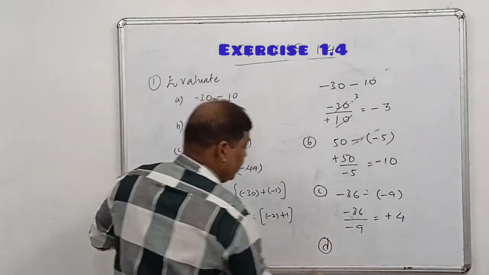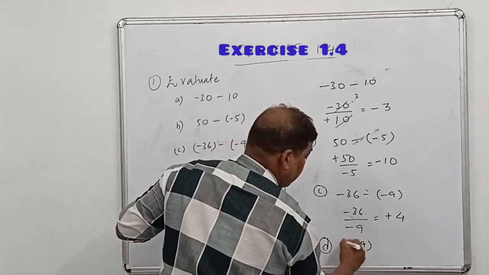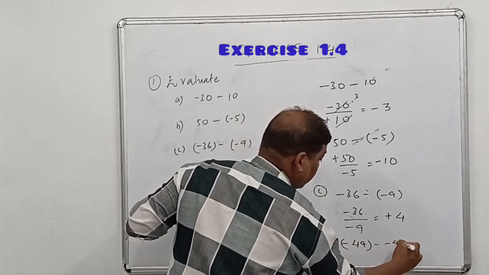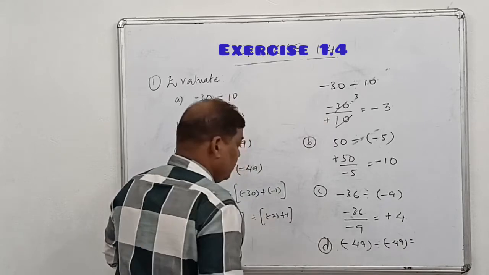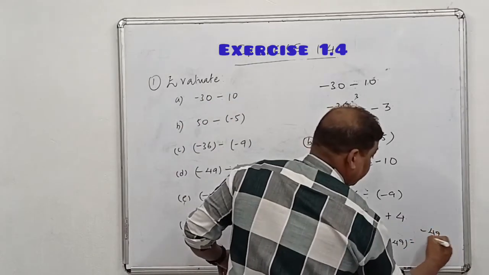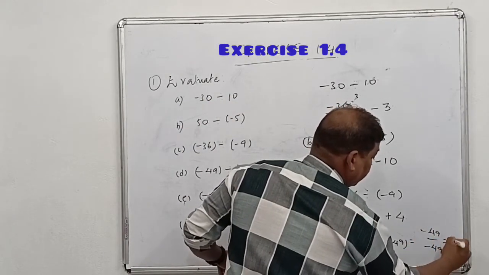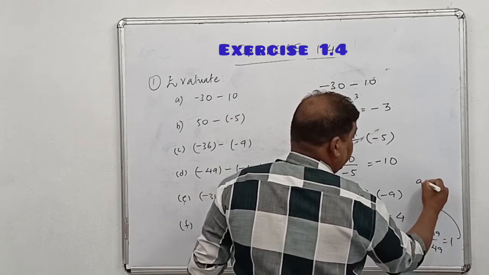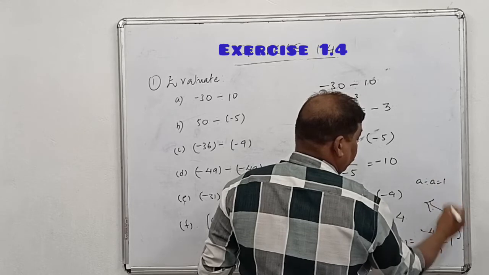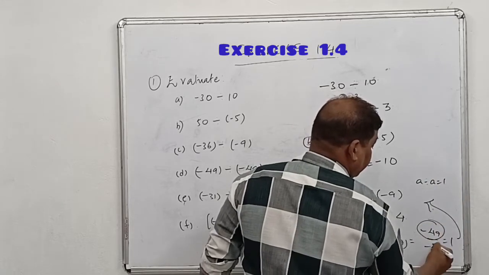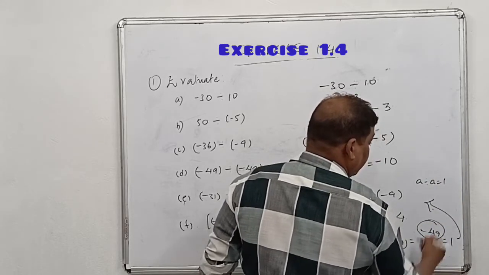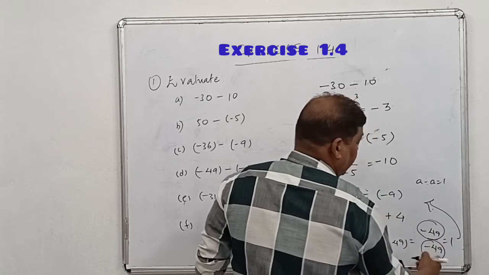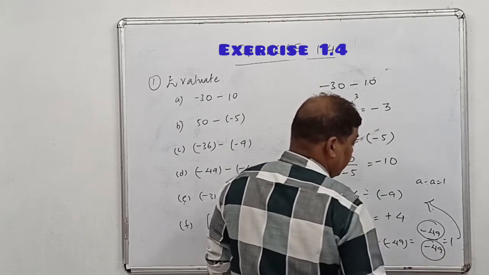The part is minus 49 upon minus 49. That is equal to 1. Already we have seen the property a upon a is equal to 1, so here a is equal to 49. So minus 49 by minus 49 will be 1.